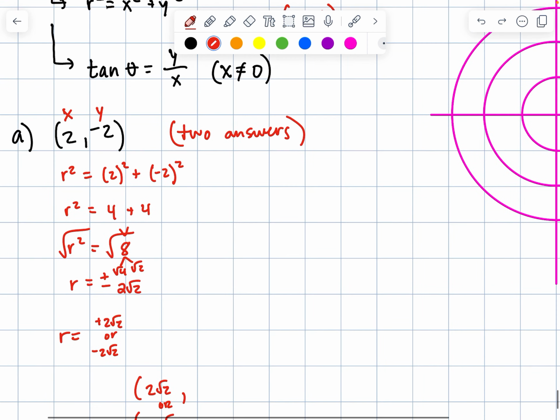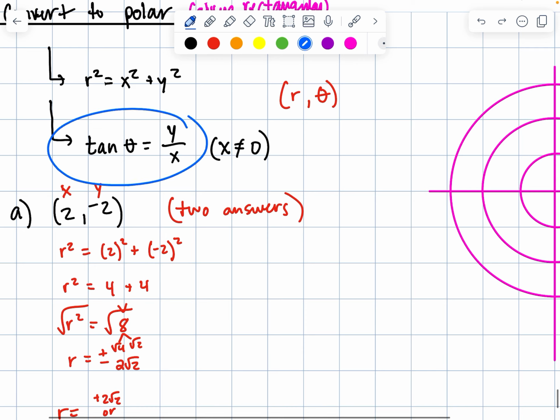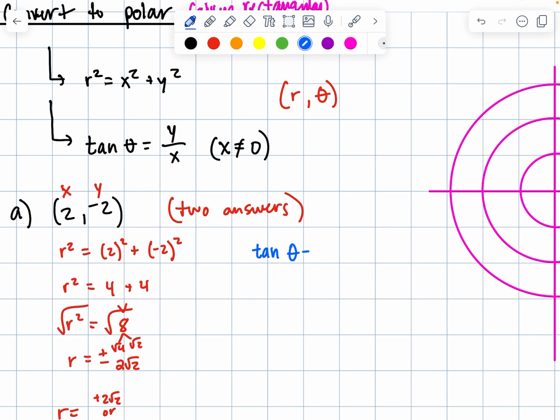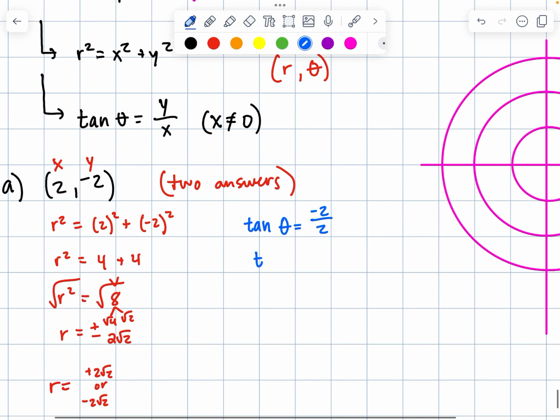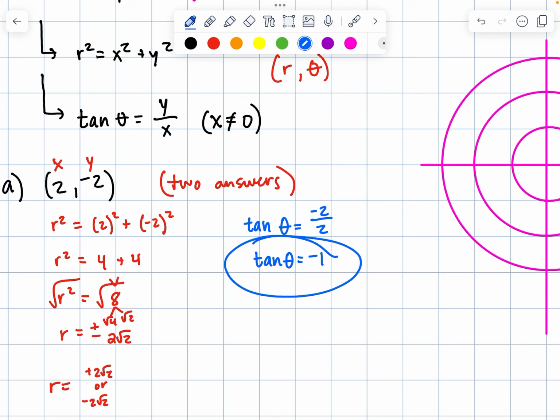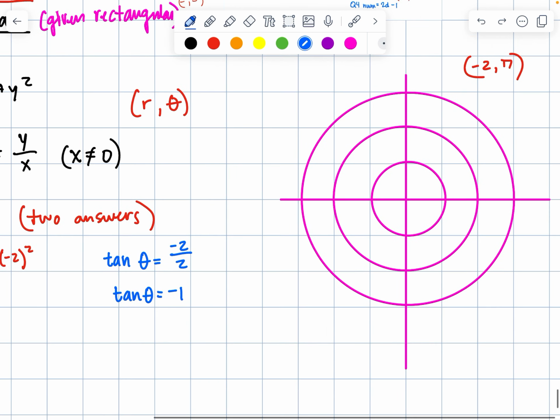So solving for theta, we're going to do that in blue. We're going to use a tangent equation this time. So we need to solve for theta. Tangent of theta is equal to, in this case, negative 2, because that's our y, over 2, which is our x. Well, tangent of theta will then be equal to negative 1. And from here, this becomes kind of like our trig equations, right? Where is tangent equal to negative 1? And we're really going to need to know our tangents.